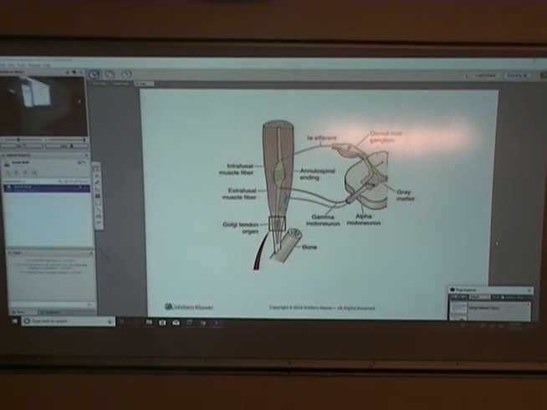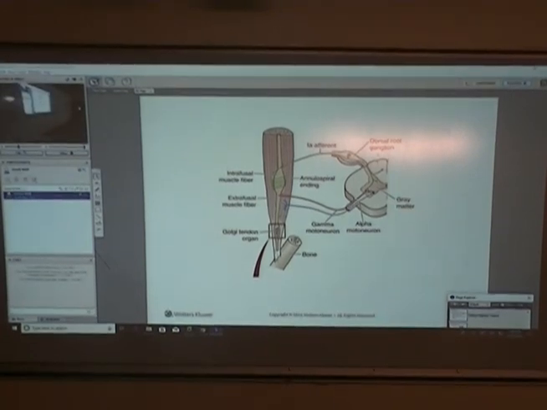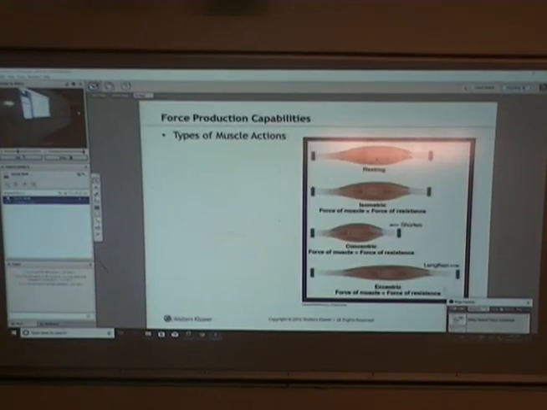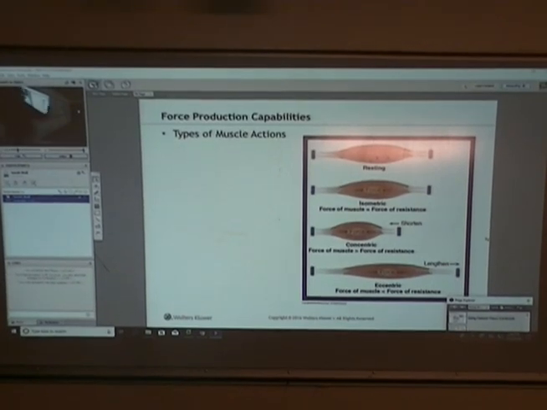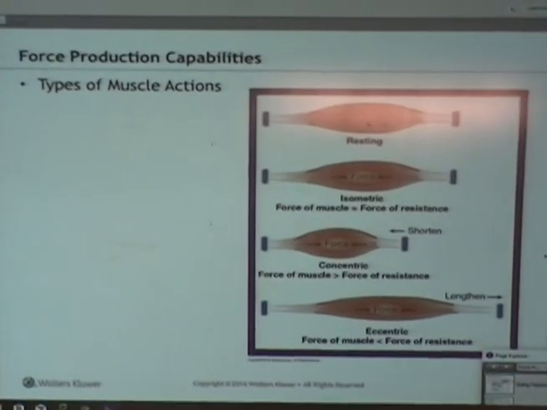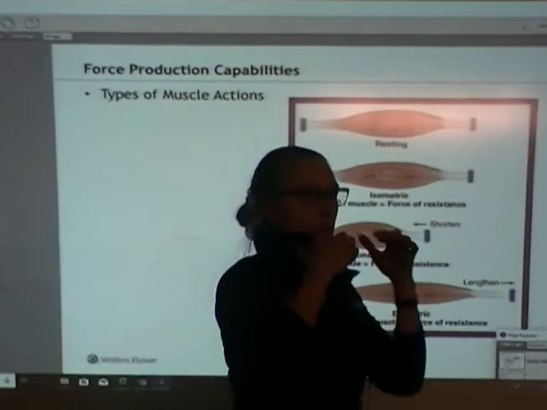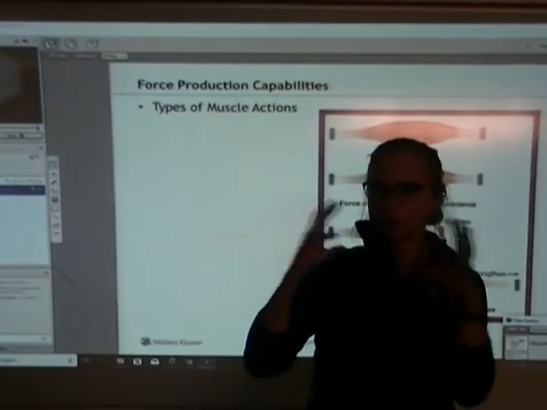All right. So, on Friday, we'll look at different actions that occur within the muscle. Okay, and we'll look at adaptation in the system to training.